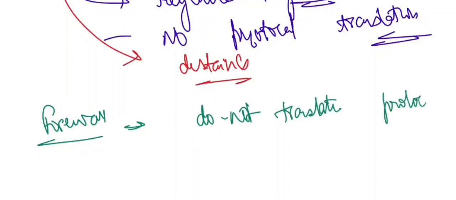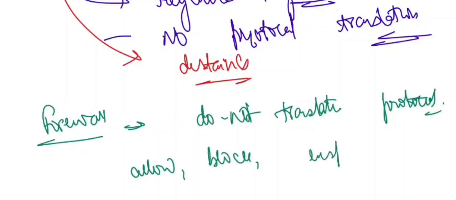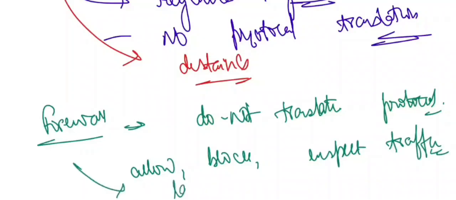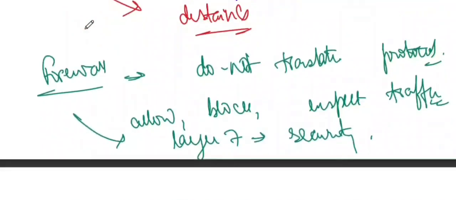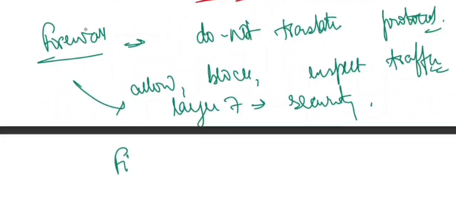So what do they do? Basically they allow, they block, and they inspect the traffic, even if running at layer number 7. The purpose is security. So firewall is a kind of gatekeeper, not a translator. Remember, this firewall acts like a gatekeeper. It is never a translator.